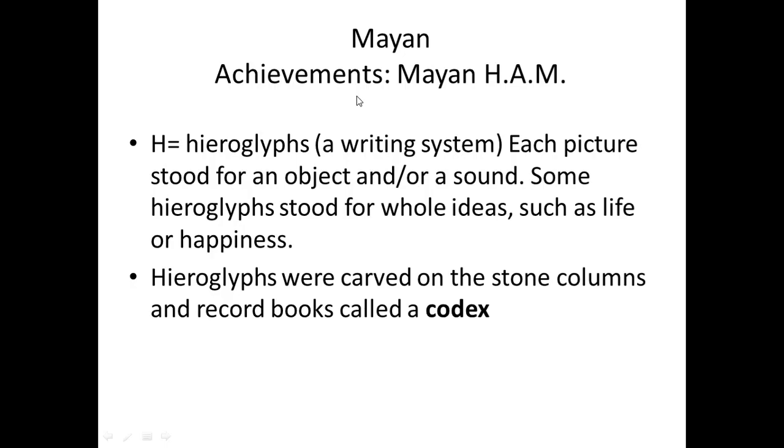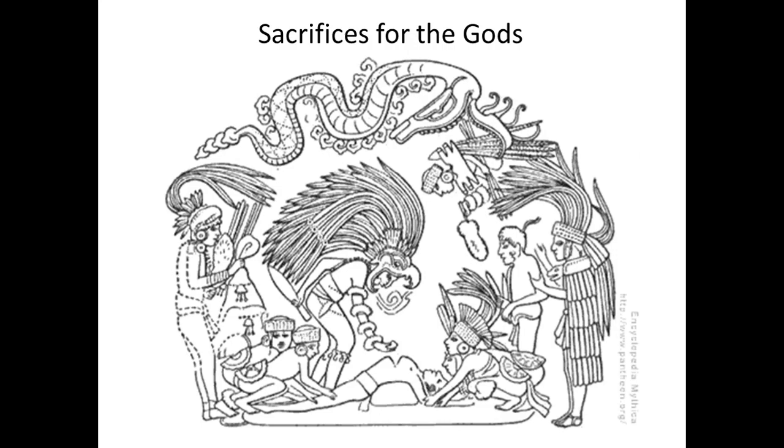Now, let's go now to the achievements of the Mayans. So, anong mga nagawa nila sa science? So, first is they have their hieroglyphs. They have a writing system. Each picture stood for an object or a sound. So, some hieroglyphs stood for a whole idea, such as life or happiness. So what I presented a while ago, this picture, is an example of a hieroglyph.